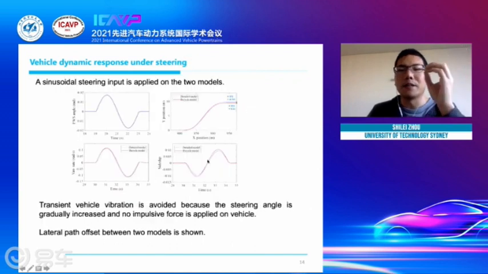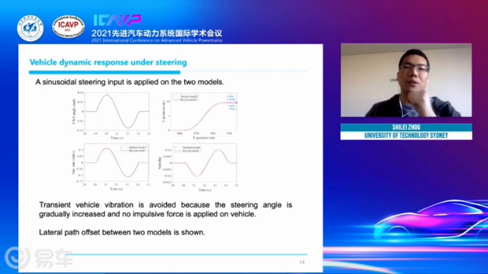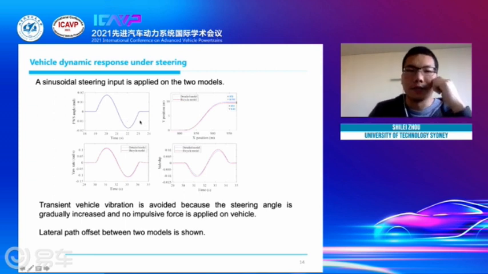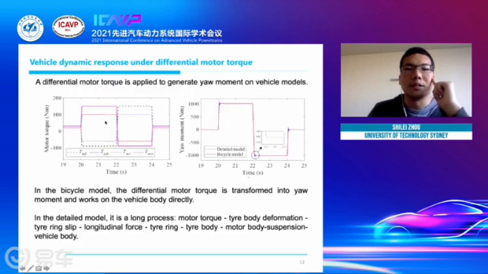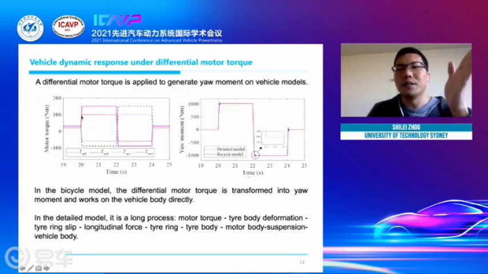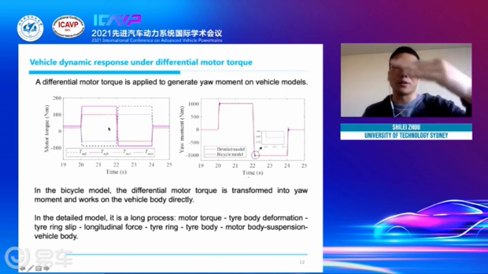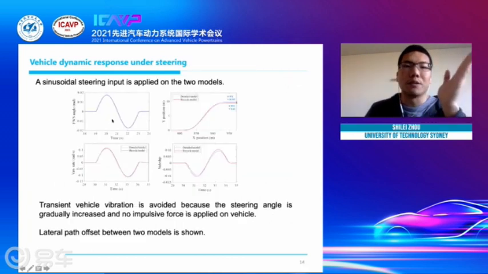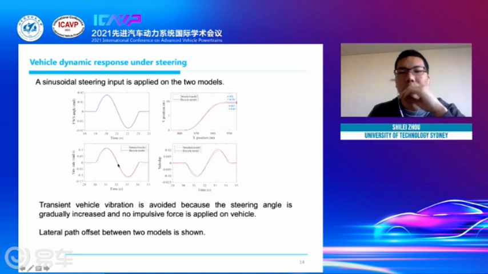And again, in addition to the direct yaw moment, we also simulate the model under a sinusoidal steering input. It's an active steering input. The results here are a little bit interesting because in the direct yaw moment, the torque is applied very sharply. This is used to simulate the collision avoidance scenario. In that case, we just apply a torque quickly. And here, for the steering input, we put a sinusoidal steering input on the vehicle.